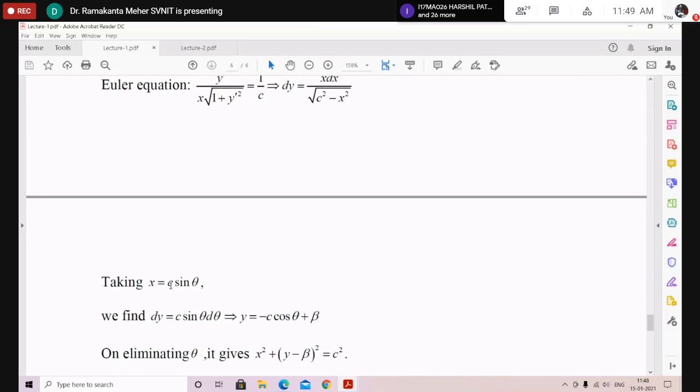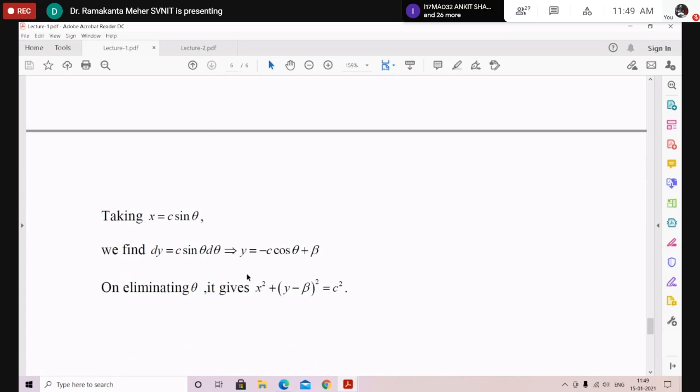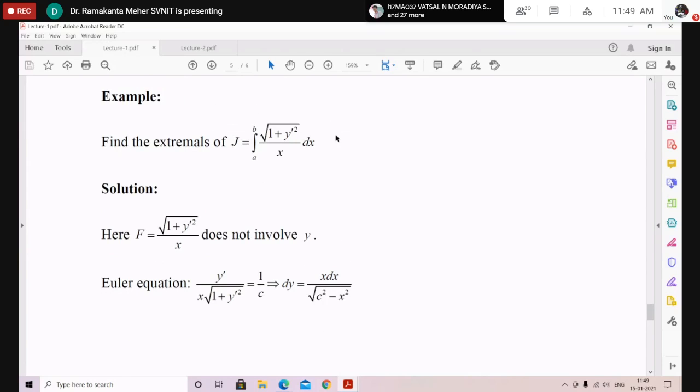So if we take x equal to c sin theta, we can write dx equal to c cos theta d theta. Upon using this, it becomes so simple that it will give you the solution y equal to minus c cos theta plus b. Upon simplification, that means upon elimination of this theta, we can write this equation as x square plus (y minus b) whole square equal to c square. This is the equation of a circle. So this is the extremal of this equation.